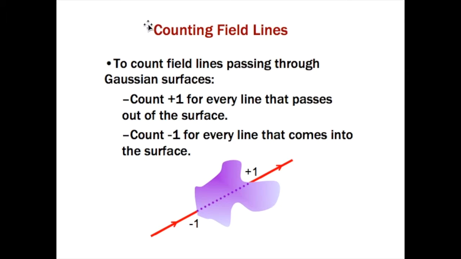Okay, and then we can think about flux in terms of counting field lines. Because we care about just the net flux, right? Any line that goes in and then comes out again counts as 0. So when we're counting the field lines, we can do a +1 for everything that comes out, a -1 for everything that comes in, right? Lines going in means negative, lines going away from something means positive charge.